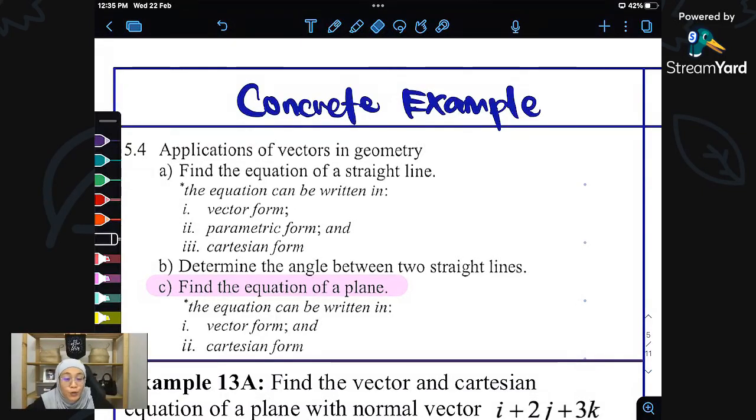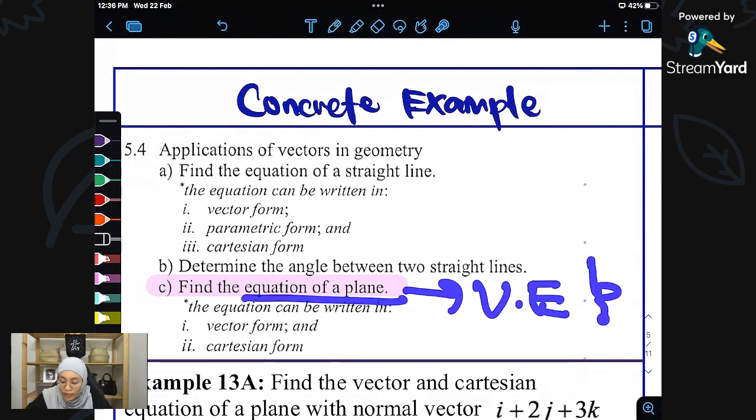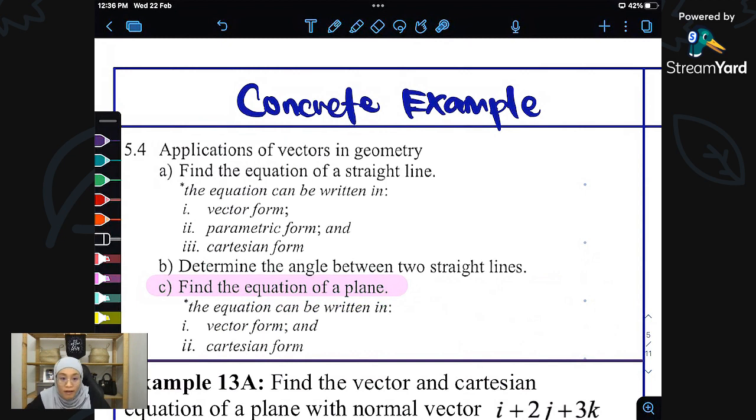Alright, let's continue with the third learning objective, which is finding the equation of a plane. The equation of a plane can be written in vector form and Cartesian form. Bermaksud, equation of plane mempunyai vector equation dan juga Cartesian equation sahaja. Dia tak ada parametric equation.